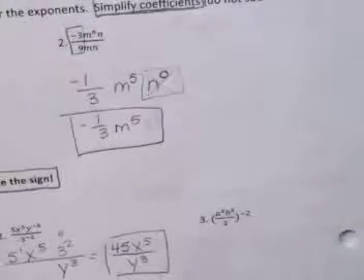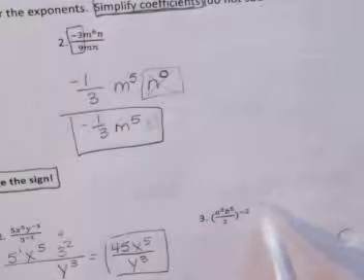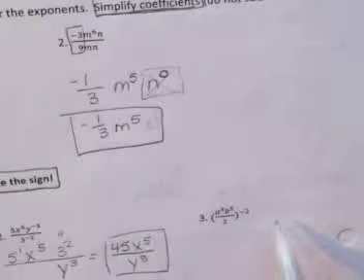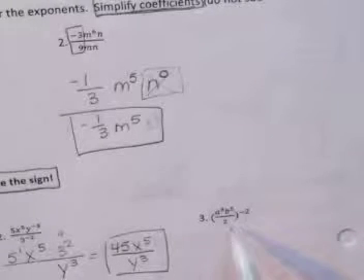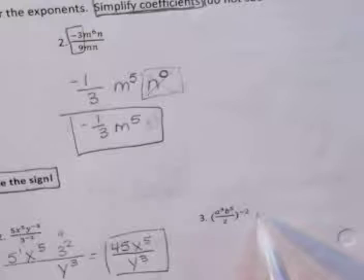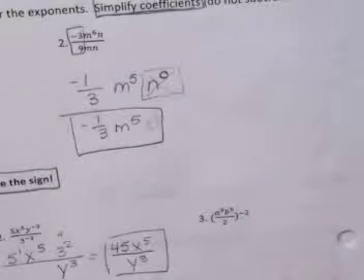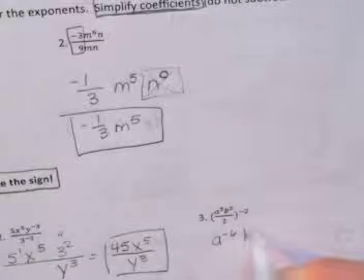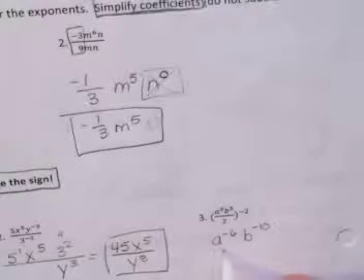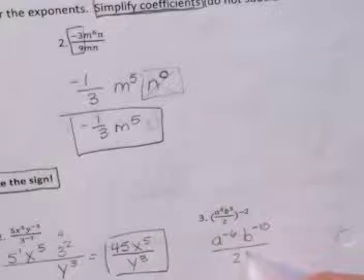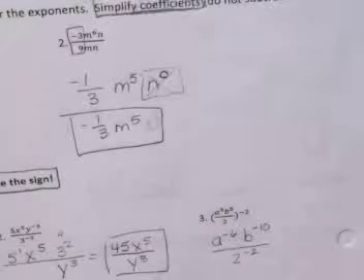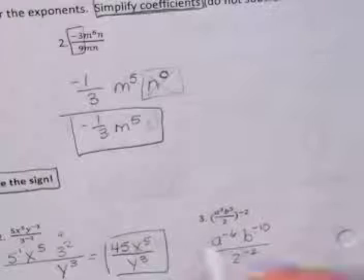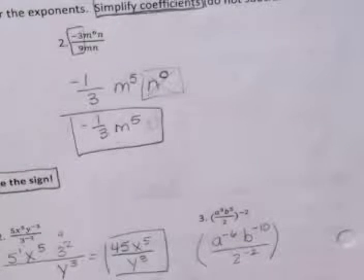Example number 3 combines what we learned in the first video, raising a power to a power, with the concept of a negative exponent. So the first thing I'm going to do is raise a power to a power, and we know that when we do that we multiply. So this becomes a to the negative 6, b to the negative 10, over 2 to the negative 2. Don't forget to take the 2 to the power as well. So when I raise a power to a power, I end up with this.